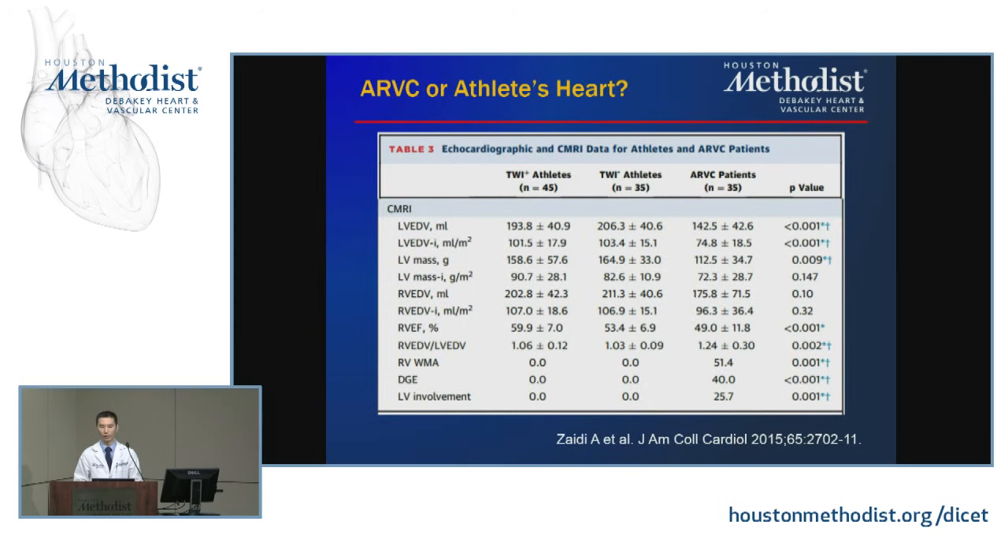But what would distinguish this from pathologic remodeling of the heart, say, ARVC patients? In the case of ARVC, what patients have that athletes do not is wall motion abnormalities, delayed enhancement, and also potential LV involvement as well. Questions?